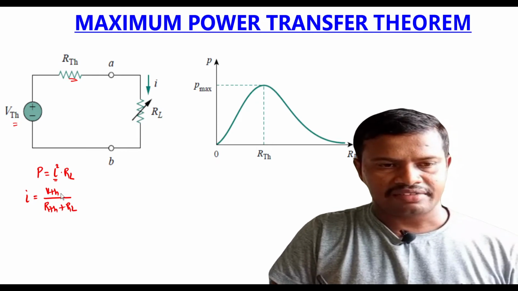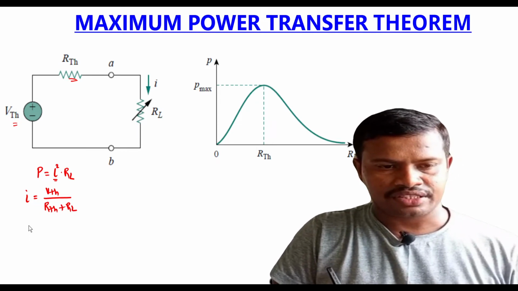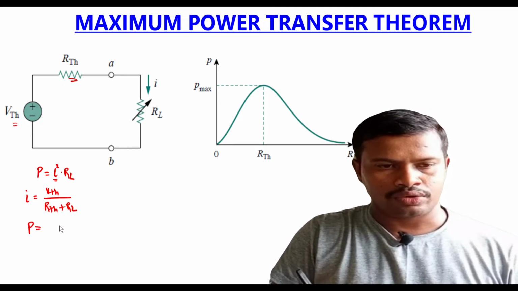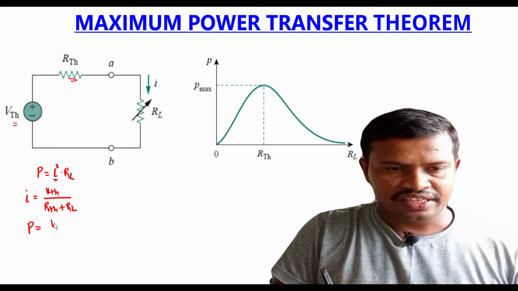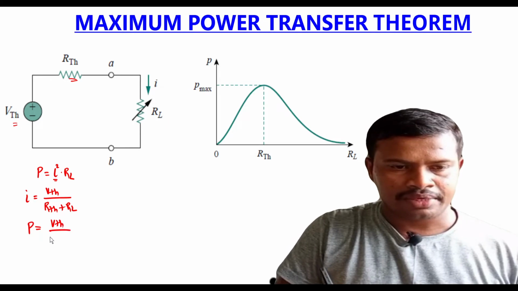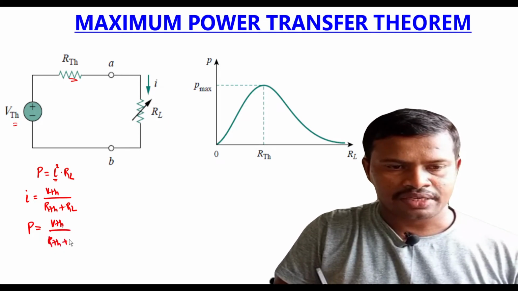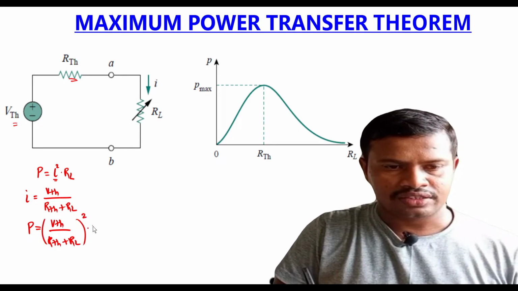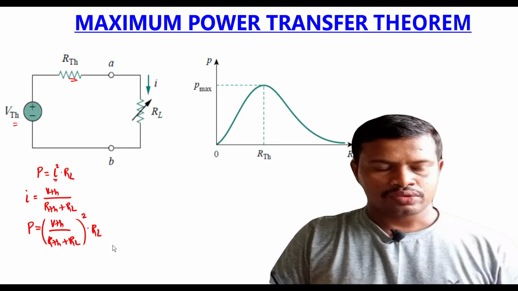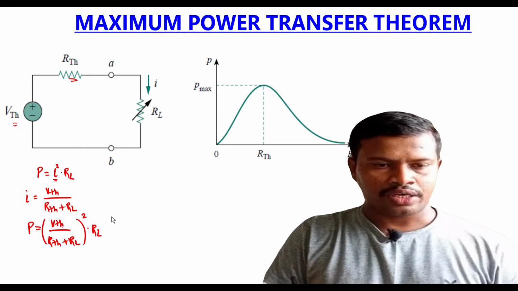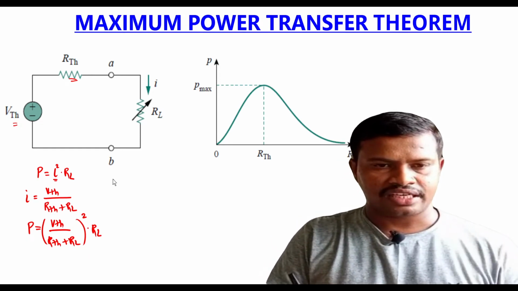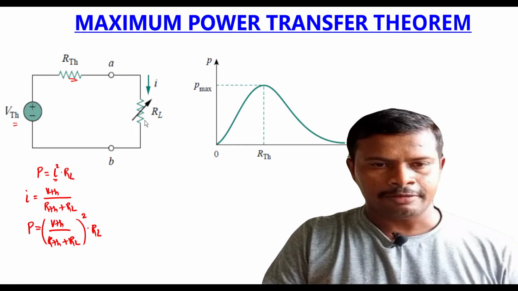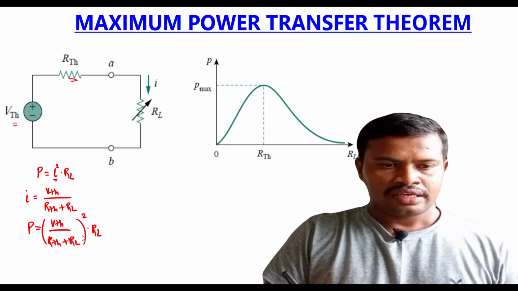Now we will apply the value of I into the above equation. So the power delivered by the source to the load will become VTH divided by RTH plus RL, whole square, into RL. So this is the formula to find the amount of power delivered to the load by the source, or the amount of power dissipated by the load resistance.